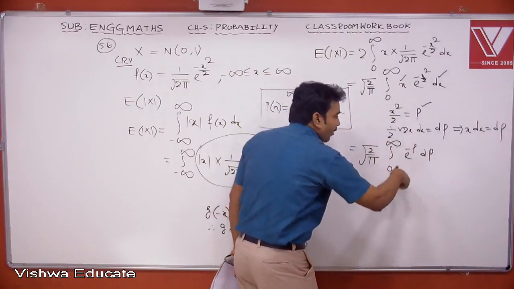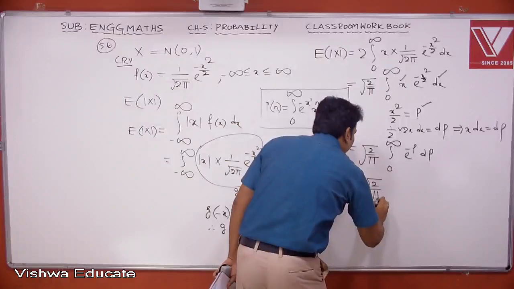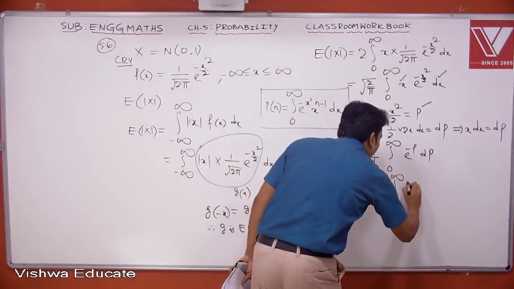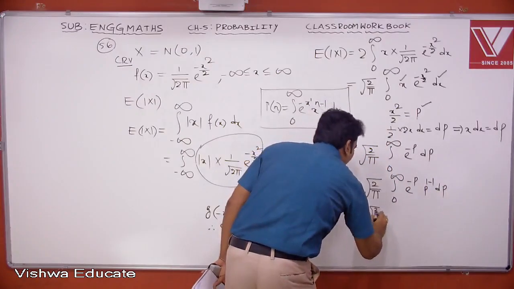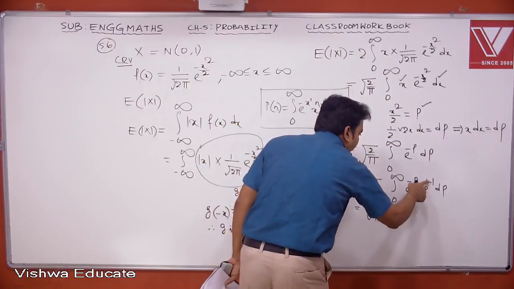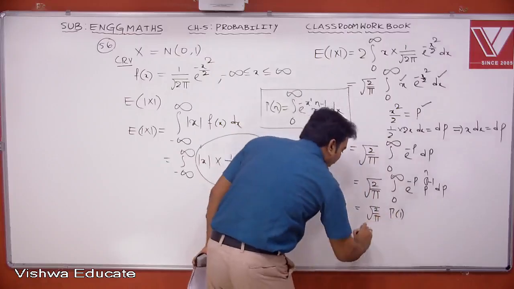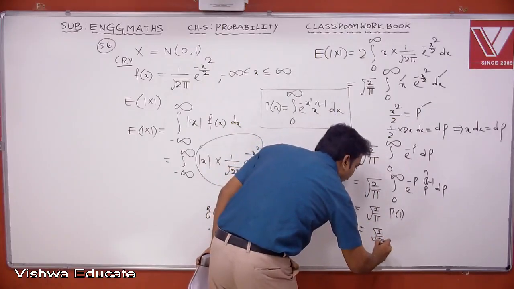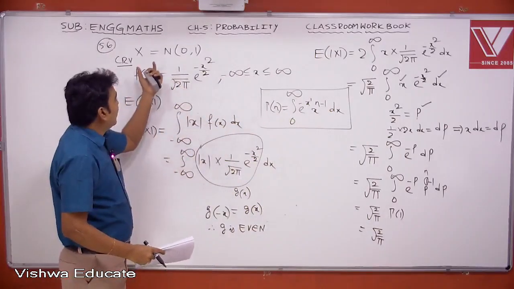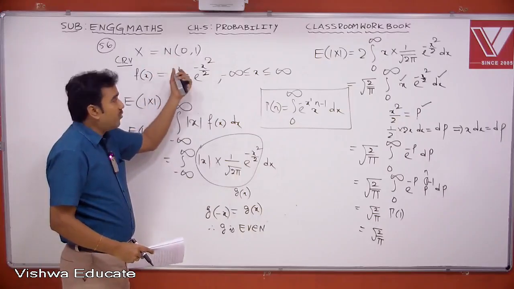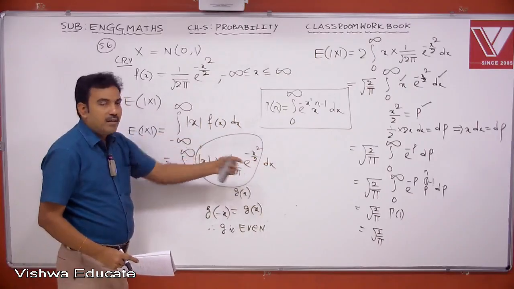So this is square root of 2 by pi into integral 0 to infinity e power minus p into p power 1 minus 1 dp. This is related to gamma function, but the value of n is 1. So therefore this is gamma of 1. We know that gamma of 1 is 1. Therefore this is nothing but square root of 2 by pi. So like this we can find the expectation of mod x for a zero mean, unit variance Gaussian random variable in terms of gamma function. Okay. So proceed this.